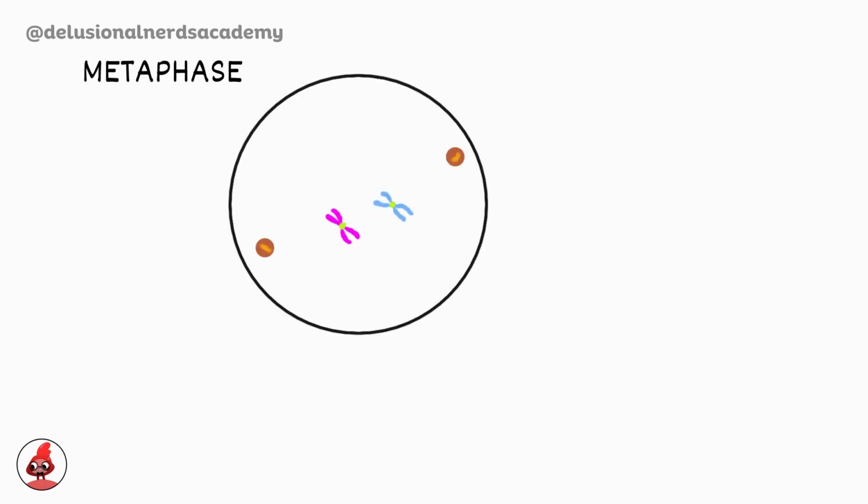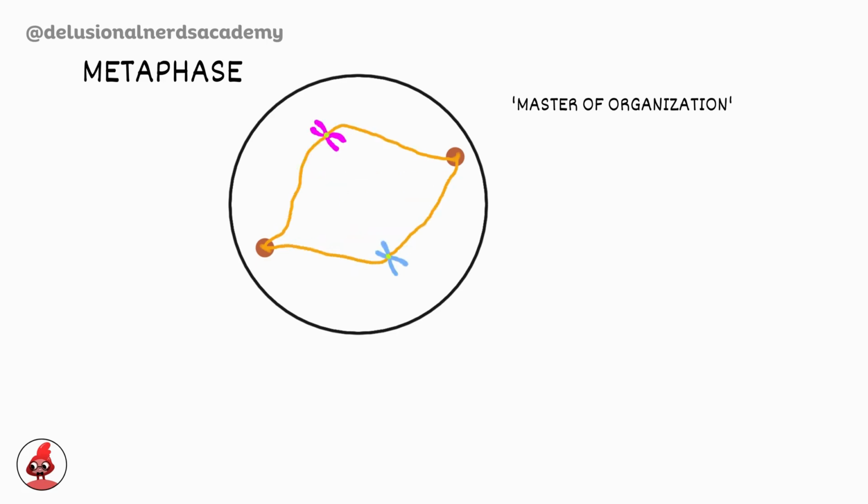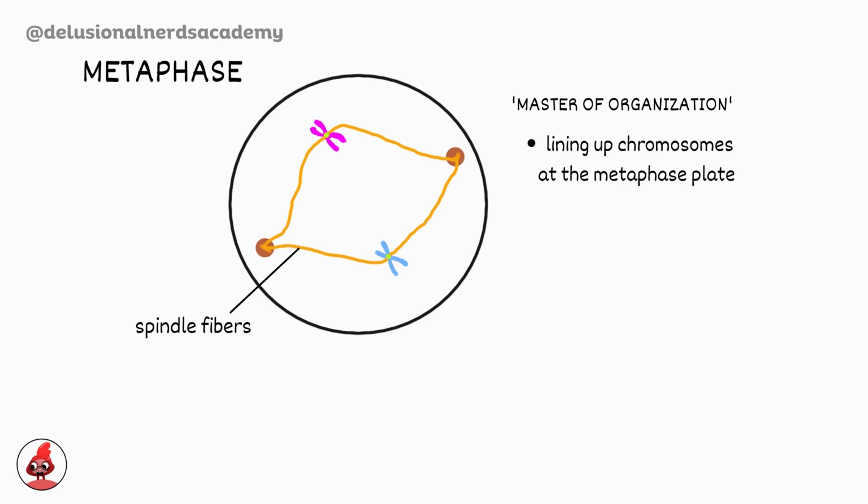Metaphase. Now the centrosomes, they are the masters of organization. They send out these long ropes to adjust the chromosomes in the center. These structures are called spindle fibers, and their function is to line up these chromosomes in the middle at the metaphase plate.